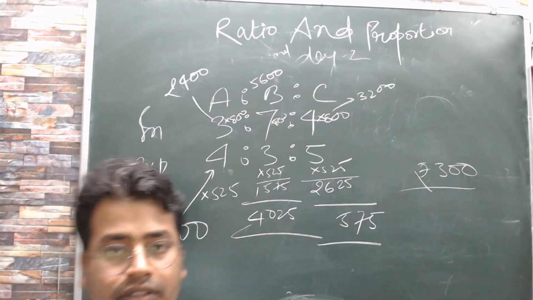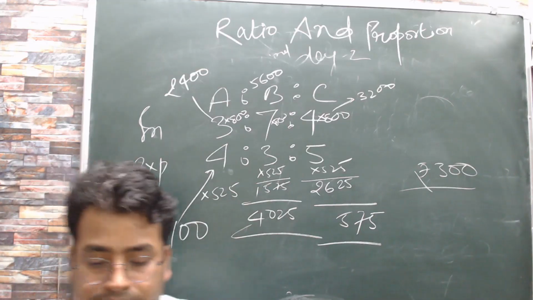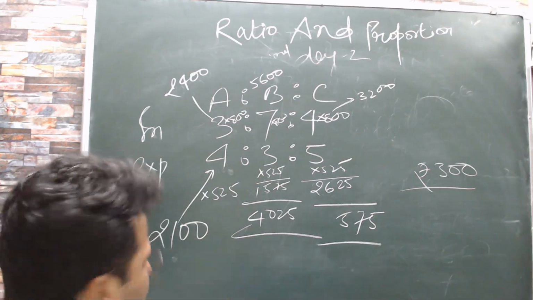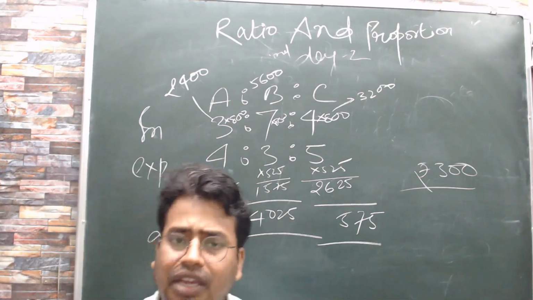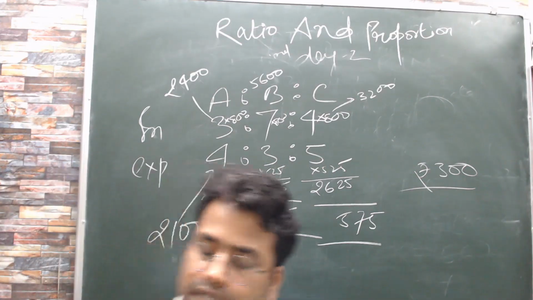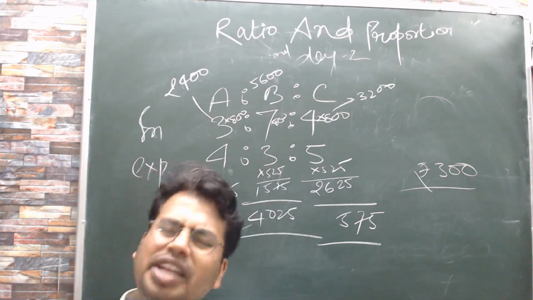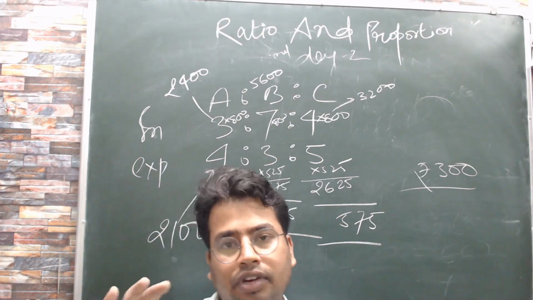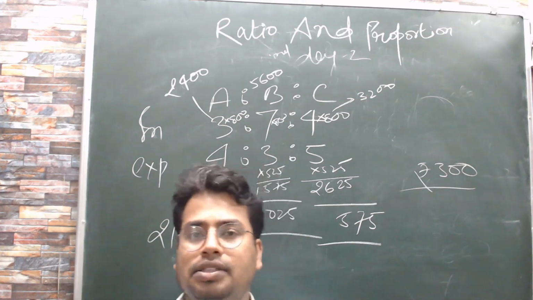Got it, everyone? Okay. So if you see in the whole ratio chapter, you just need to make the numbers according to the given number. Make that ratio according to the given number and you will get the answer. Sure, you will get the answer.